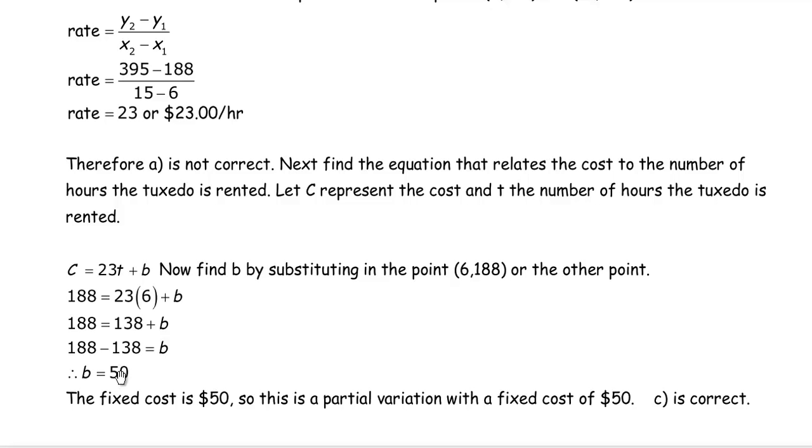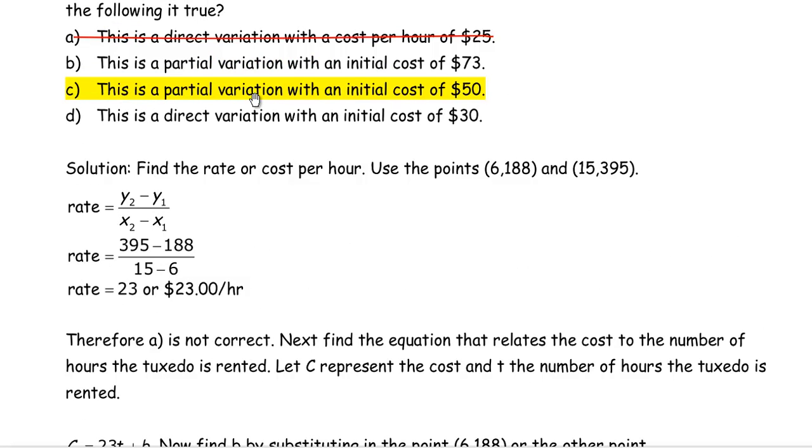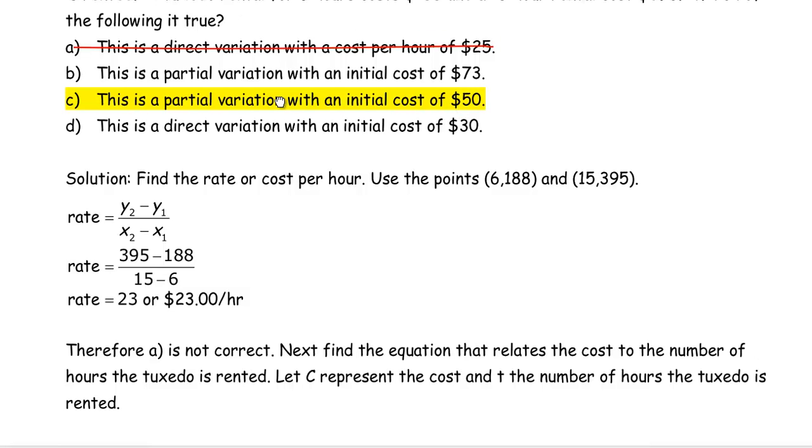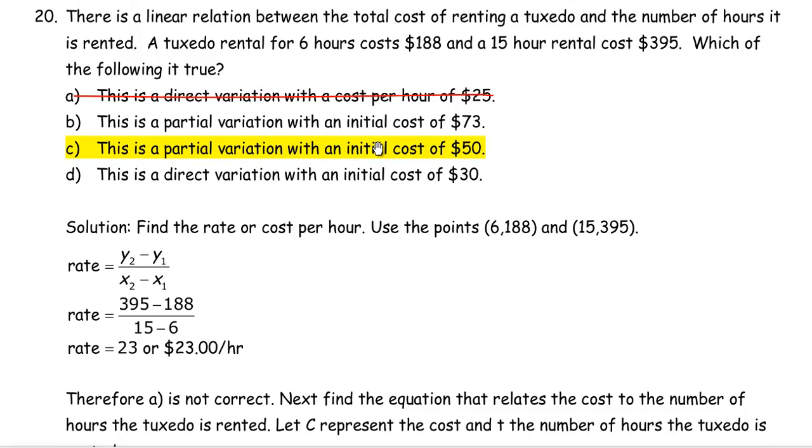So the fact that b is 50, it's not 0, means it's definitely not a direct variation, it's partial. So the equation would be C equals 23t plus 50. The fixed cost is 50, so it's definitely a partial variation. And so it says here C is correct. So this is a partial variation with an initial cost of $50. Initial cost and the b value both mean the same thing. So C is the correct answer for question number 20.